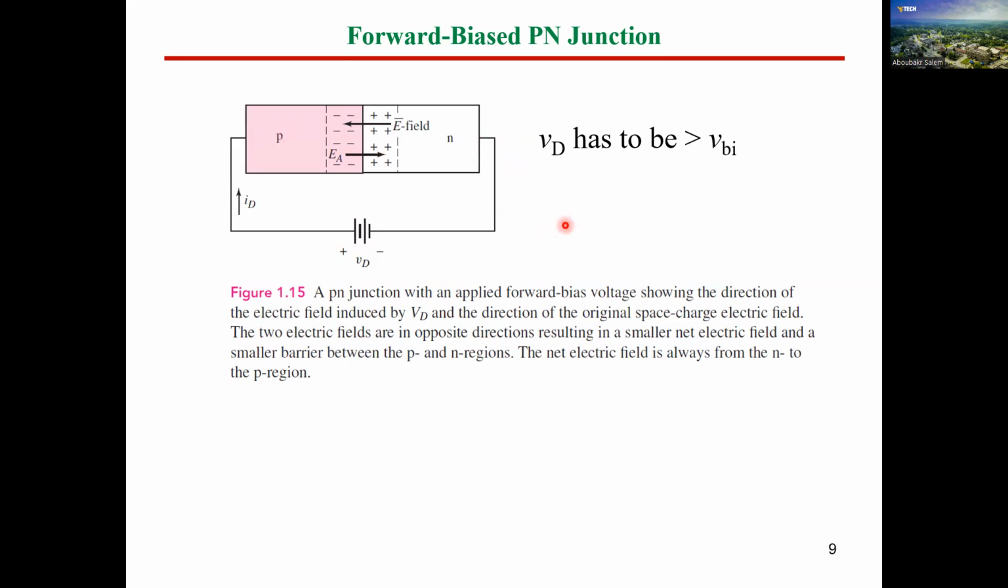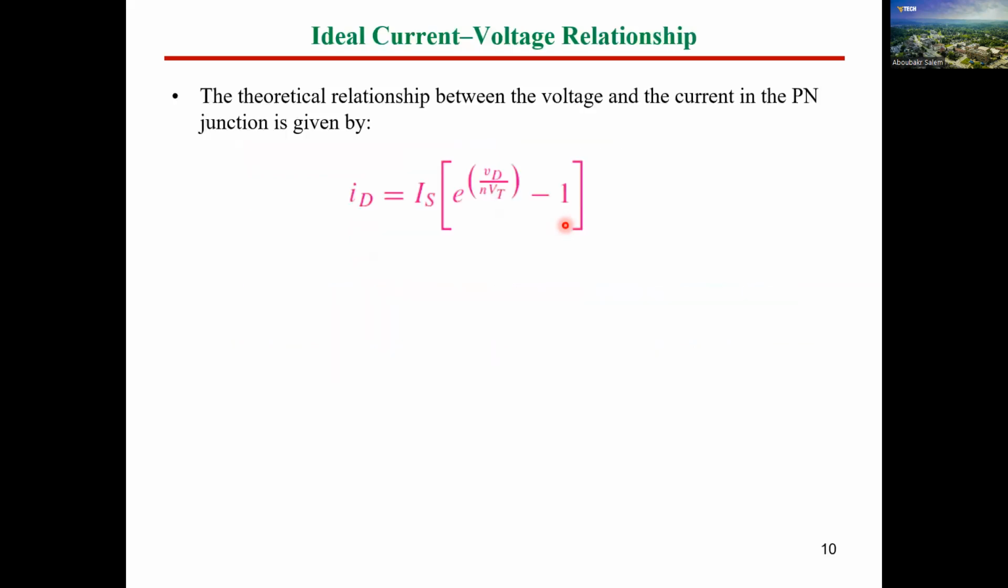So this means here the PN junction can allow a current to flow if the voltage applied is greater than the barrier volt. And what's the current flow relation now? So the ID, the diode current, is equal to IS, which is the saturation current, times e exponential VD divided by N VT minus 1.